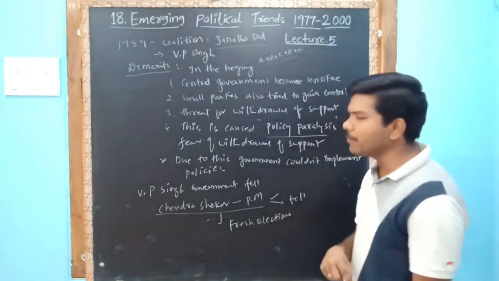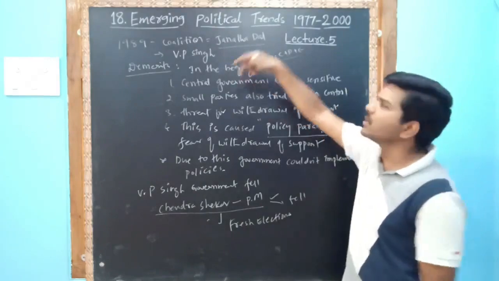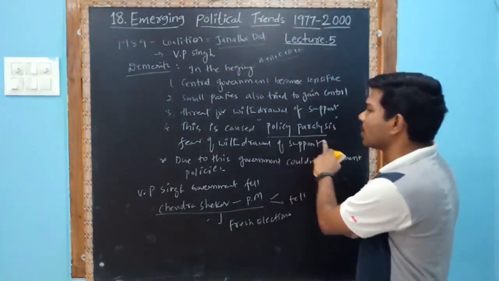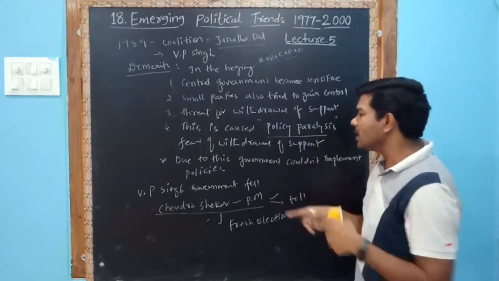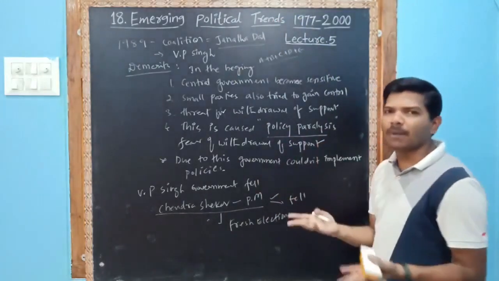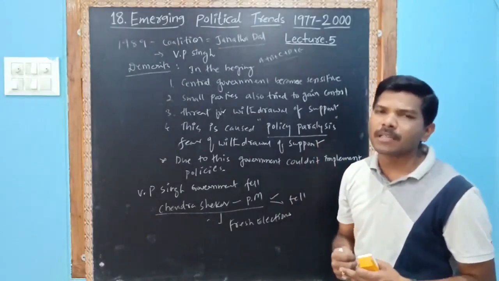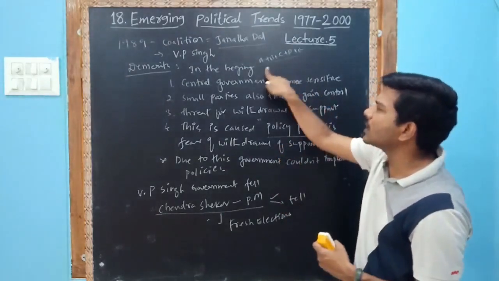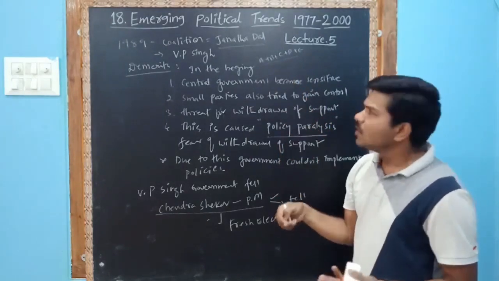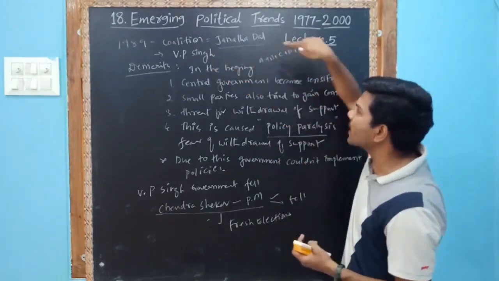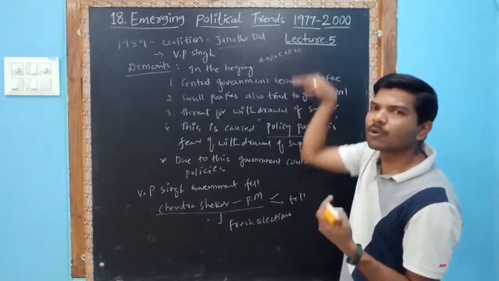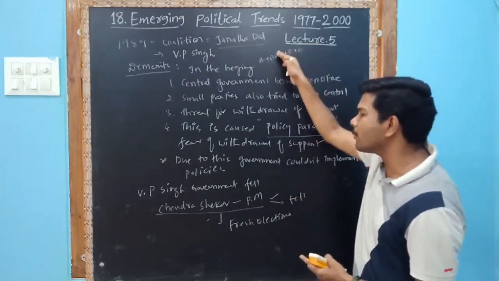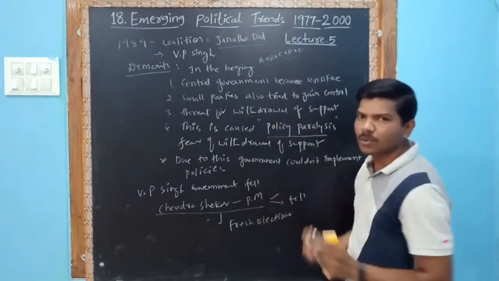Fresh elections. So I want to repeat that in the VP Singh government, Janata Dal, there was policy paralysis. Policy paralysis means the government couldn't implement any policies. Why couldn't the government implement policies? If the government implemented any policy, any of these coalition members might be against it. If the VP Singh government went against these coalition members, they might withdraw their support. What will happen if they withdraw support? The government will fail. So the government collapsed.